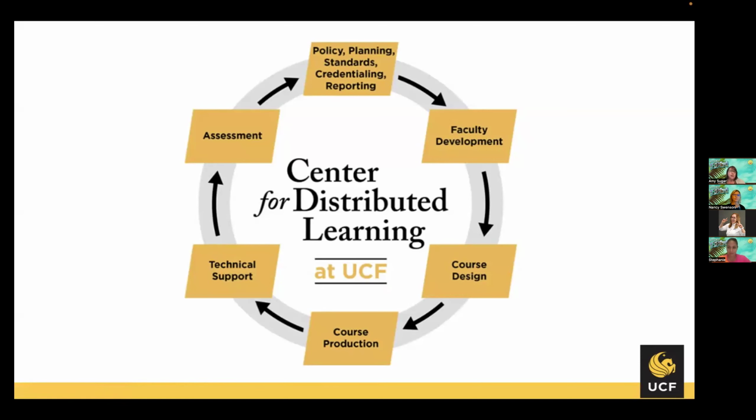There is a graphic on this slide. It's a circular graphic, and inside the circle is text that reads Center for Distributed Learning at UCF. And surrounding that text are several boxes and arrows that contain text that describe all of the work that our center does to support online teaching and learning at UCF. These text descriptions include standards, credentialing and reporting, faculty development, course design, course production, technical support, and assessment.